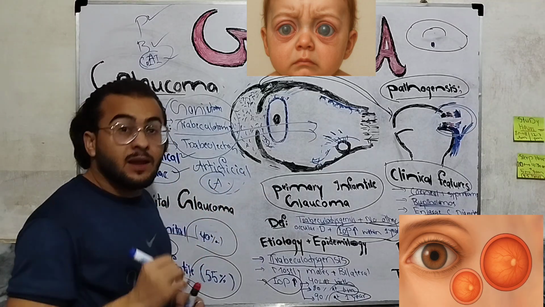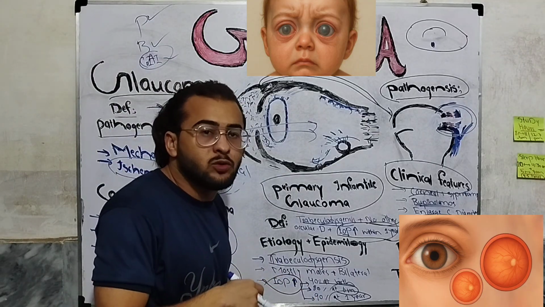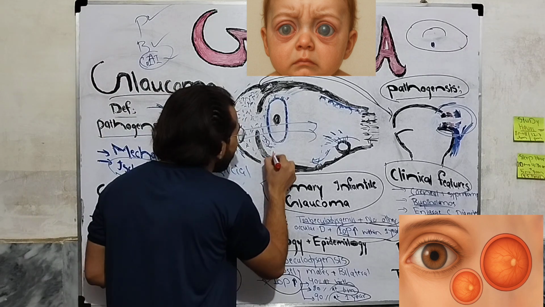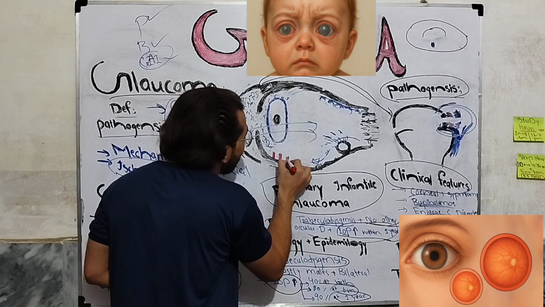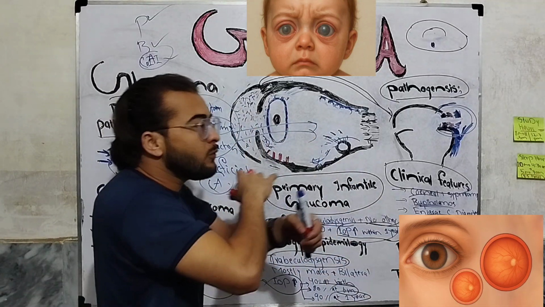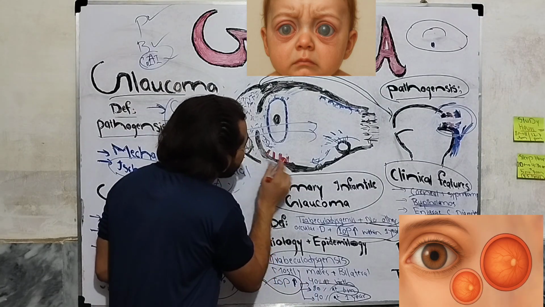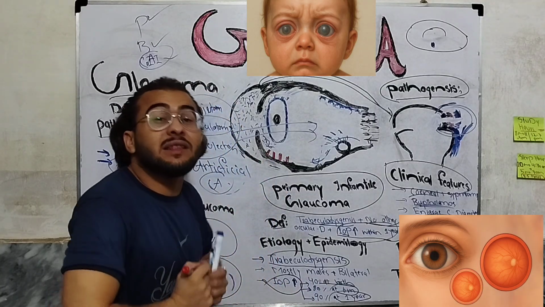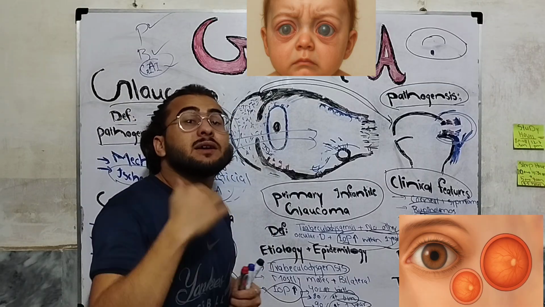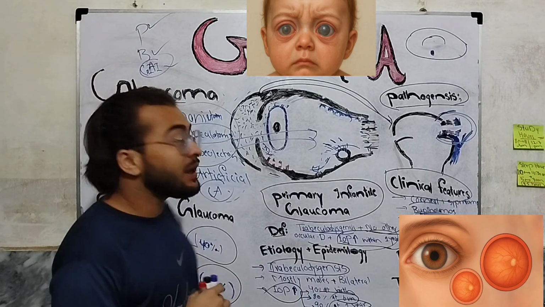The last treatment, if we do not have any alternative: we will just destroy these ciliary processes. If all the treatment fails, the drugs and these surgeries, then we are left with nothing else. So we will destroy the ciliary processes with laser, for example diode laser, through a process called diode laser cycloablation. So this was about primary infantile glaucoma.